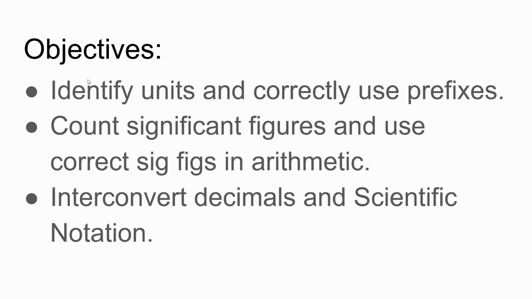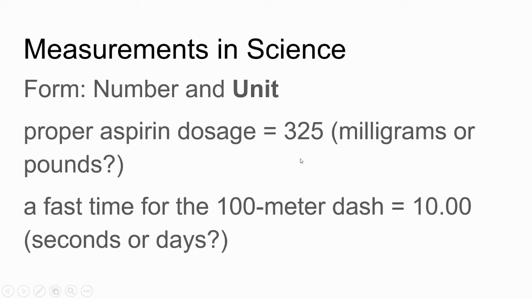And so some of this is probably going to be a review from math. In science, we always have to have a number and a unit. Otherwise our number doesn't say anything. So if we're looking at the proper aspirin dose and it says 325, we have no idea what 325 means. Is it milligrams? Is it a volume? Is this a length? So we need to specify a unit.